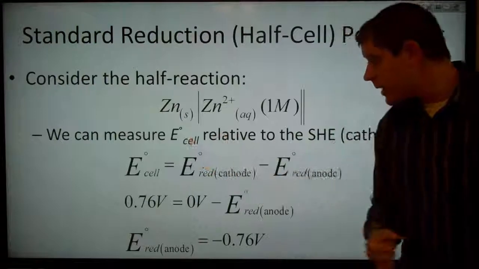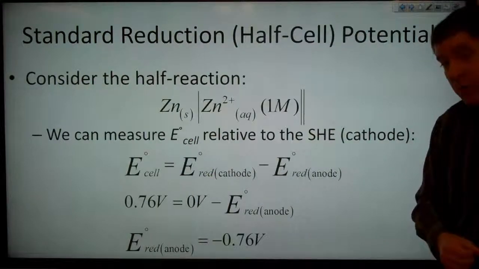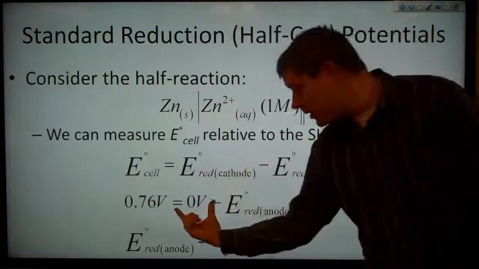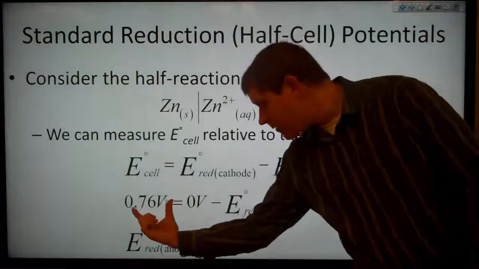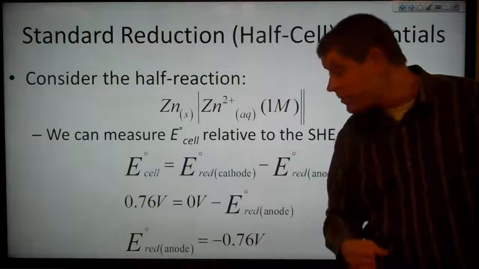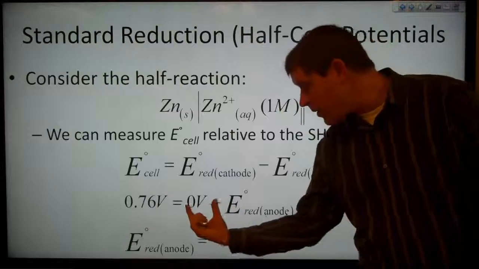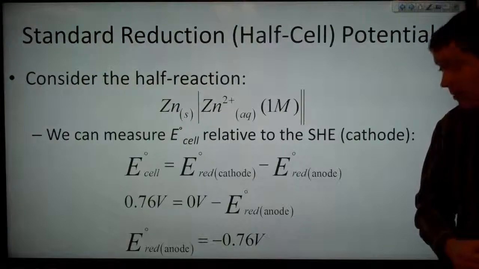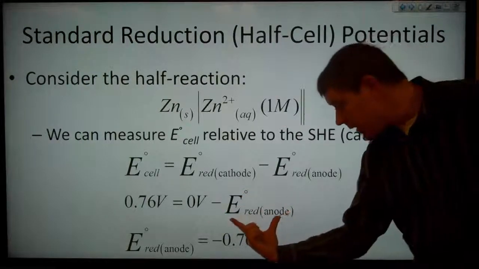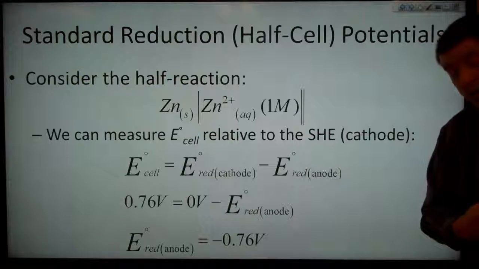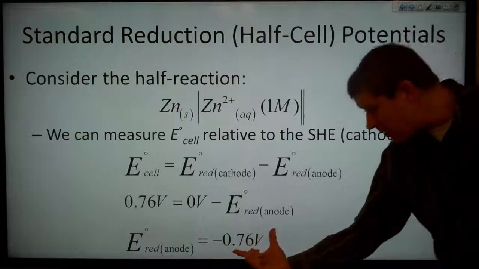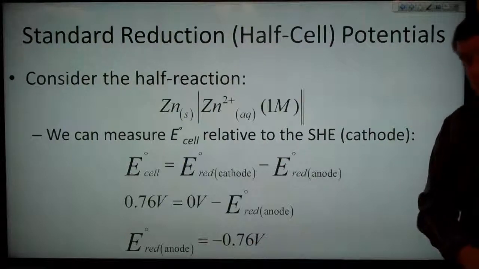And we can then measure our standard cell potential relative to our standard hydrogen electrode. That's our cathode in this case. And when we plug in our values, we measure positive 0.76 volts, and we know that the standard reduction potential of this standard hydrogen electrode is 0 volts, and that means that we can figure out what the standard reduction potential of our anode, this one, is, and that must be negative 0.76 volts.